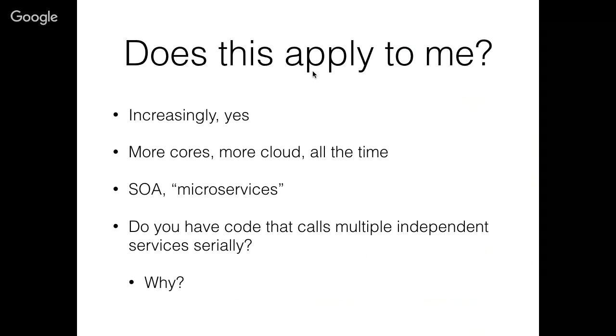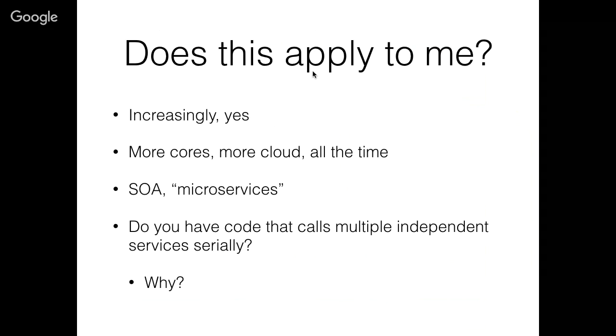And so this, again, is for a more general audience, since I'm assuming you already use Go, but maybe you're asking yourself, does this apply to me? And I would say, yes, it definitely does, because as we move forward, there's going to be more cloud and more cores and more need to use the cores to talk to the cloud in the future. Everyone's talking about microservices these days, but I remember when they were just called services, and the acronym SOA was very popular, but now it's less so. But the point is, do you have code that calls multiple independent services serially?